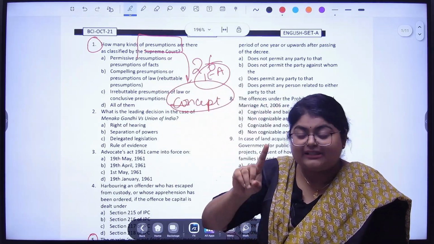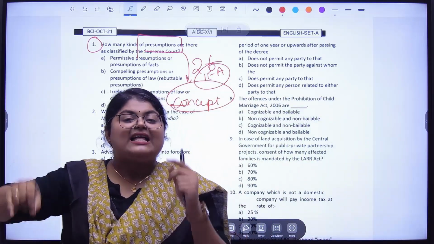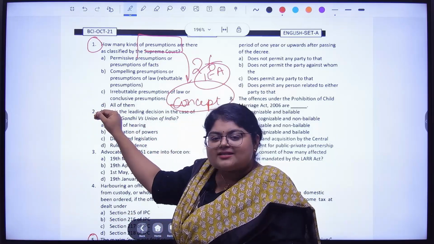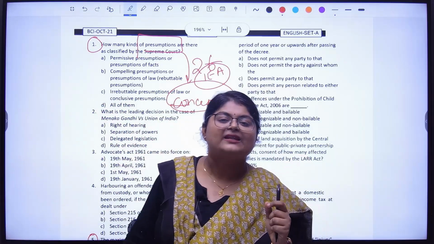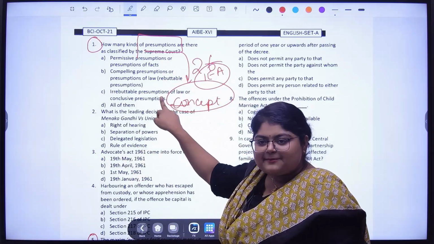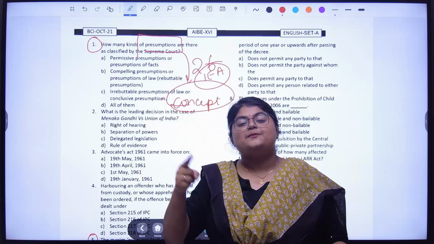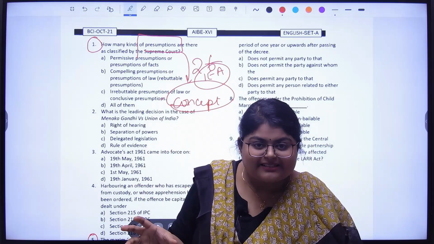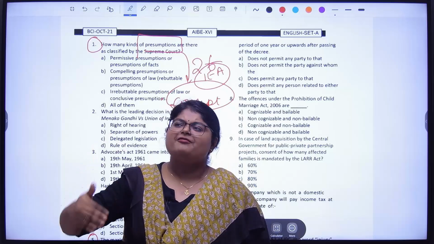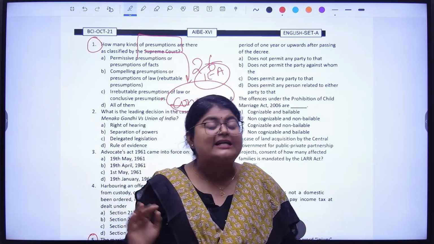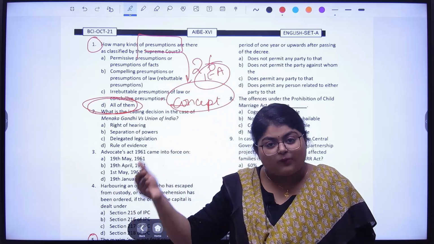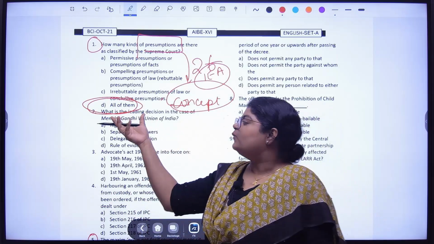There is a possibility, just please mark this. There is a possibility that the same question will actually be asked even in AIBE 19 and the answer will not change. There are 3 types of presumptions. The 3 types of presumptions is a concept. It will not change whether it is Indian Evidence Act or whether it is Bharatiya Sakshya Adhiniyam. It is not going to change. The answer, if this question gets repeated once again in AIBE 19, will be the same.